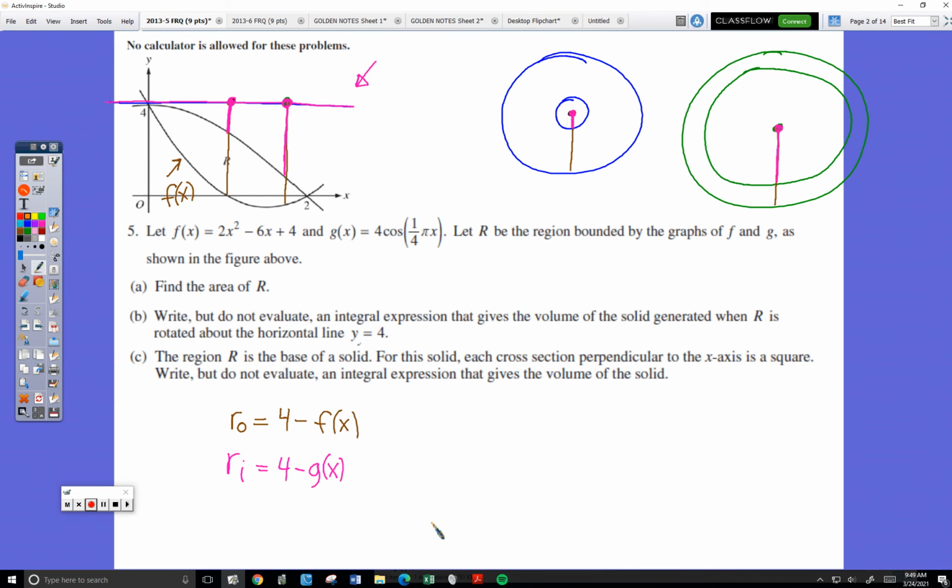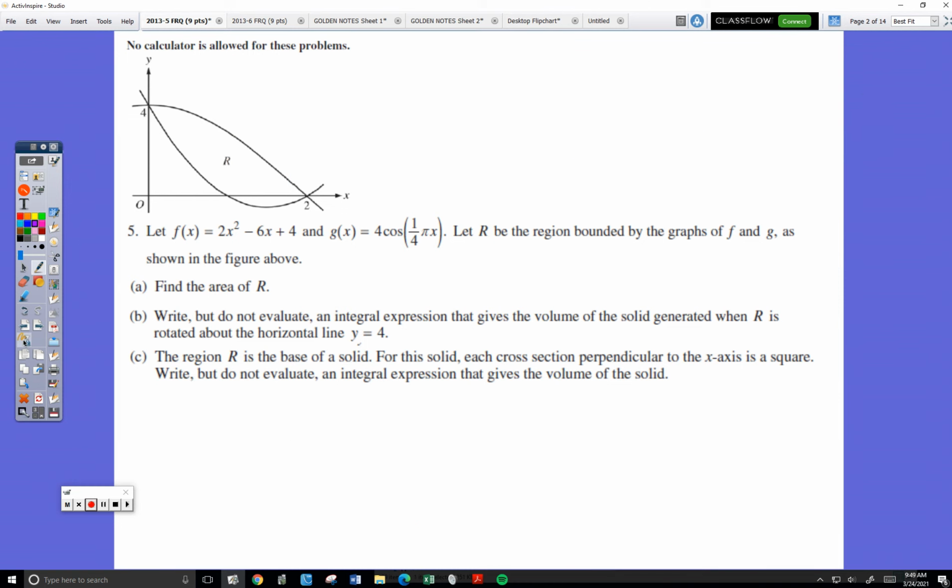Okay, 5C. Region R is the base of a solid. Keyword, so that's a volume. R is now the base of a solid. So, let me draw some stuff here. For this solid, each cross section, every slice, keywords, go slow, perpendicular to the x-axis is a square.